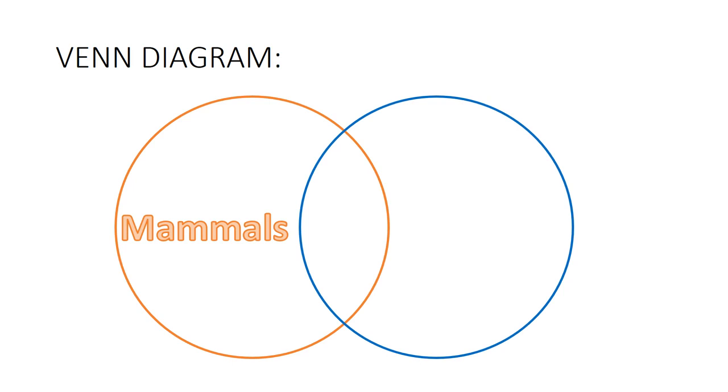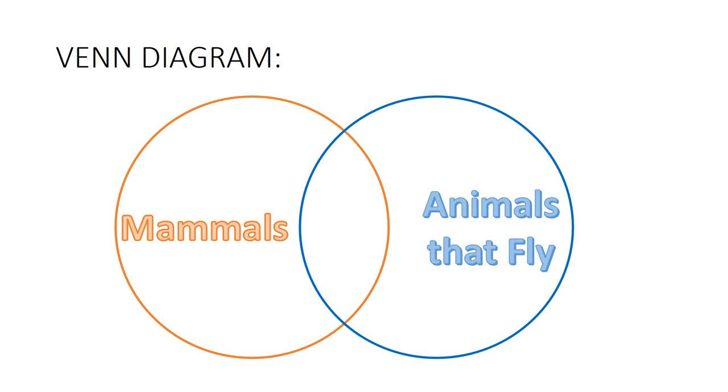We add more shapes to represent additional data. This time we'll add a blue circle representing animals that fly. Notice that there is an overlap between these two circles. This region represents the members of one set that are also members of the other set. In this case, we have mammals and animals that fly, so the only thing that would be both would be bats.